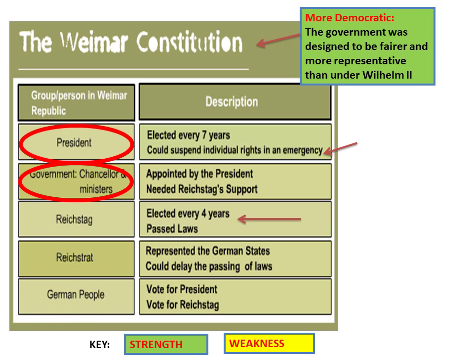Underneath him, you've got the Chancellor and the ministers. The Chancellor, remember this is the C part of the PCRP, was appointed by the President, and they didn't have complete control either, because even though they were in charge of passing laws, they needed the Reichstag's support in order to do so. So that's the next section, the Reichstag. That's the R part of the PCRP.